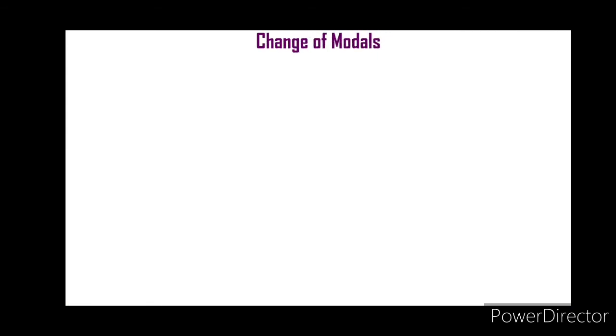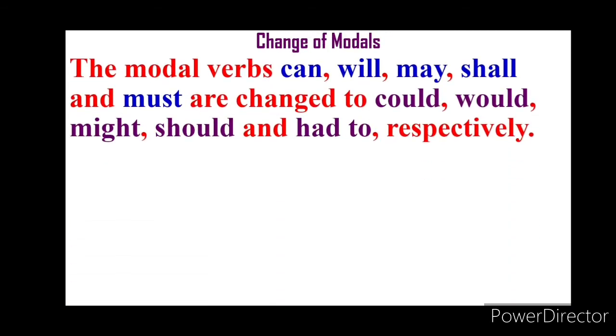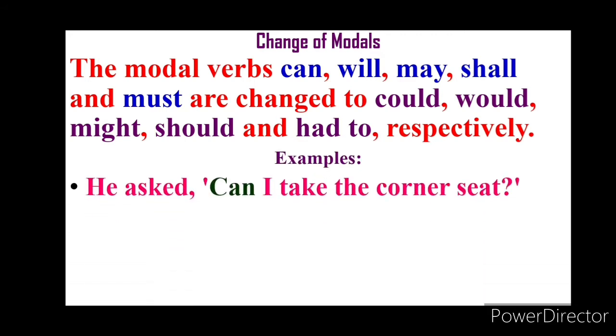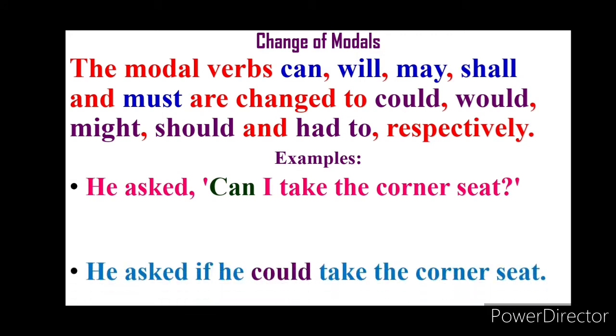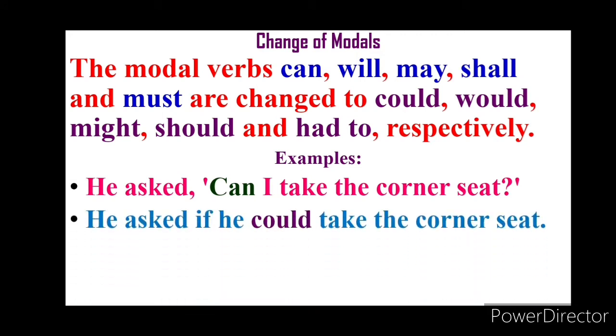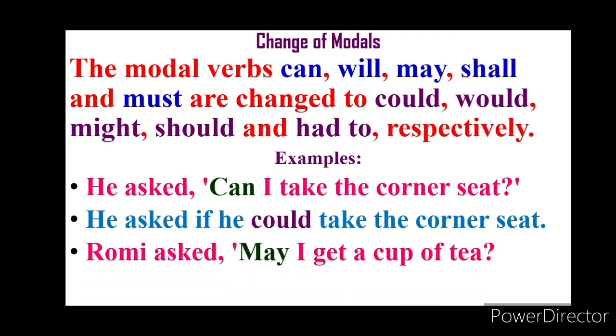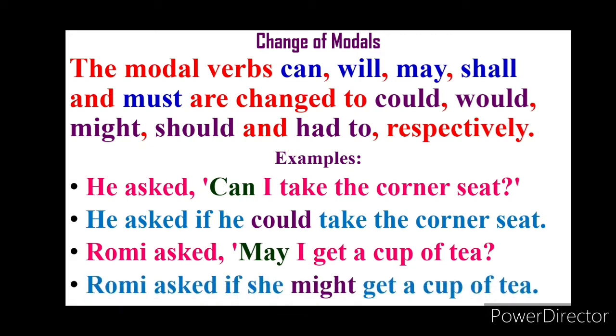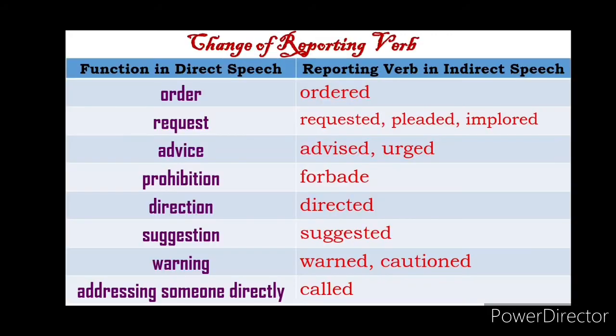Change of modals. The modal verbs can, will, may, shall, and must are changed to could, would, might, should, and had to, respectively. Let's see some examples. He asked, Can I take the corner seat? In indirect speech, he asked if he could take the corner seat. Can is changed to could. One more example. Romy asked, May I get a cup of tea? Romy asked if she might get a cup of tea.